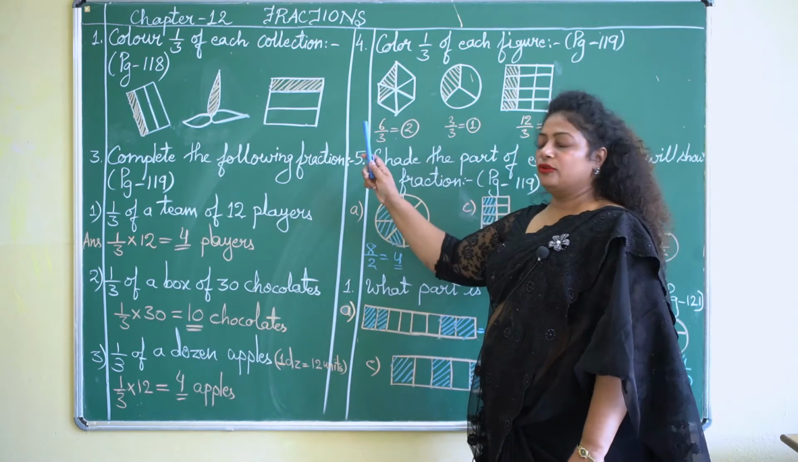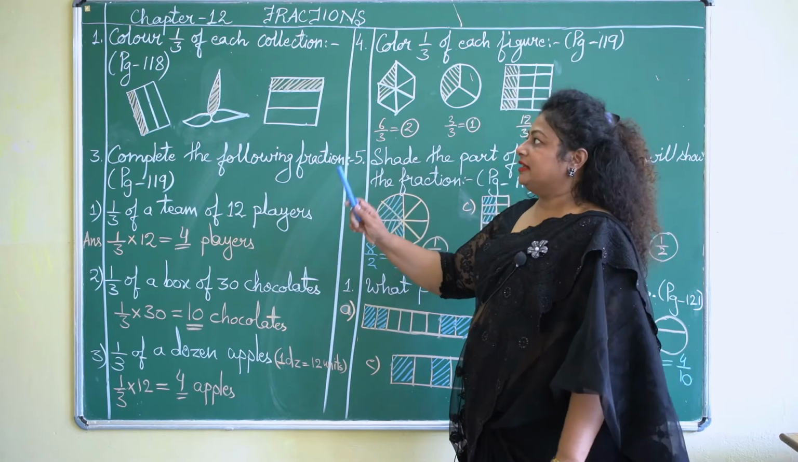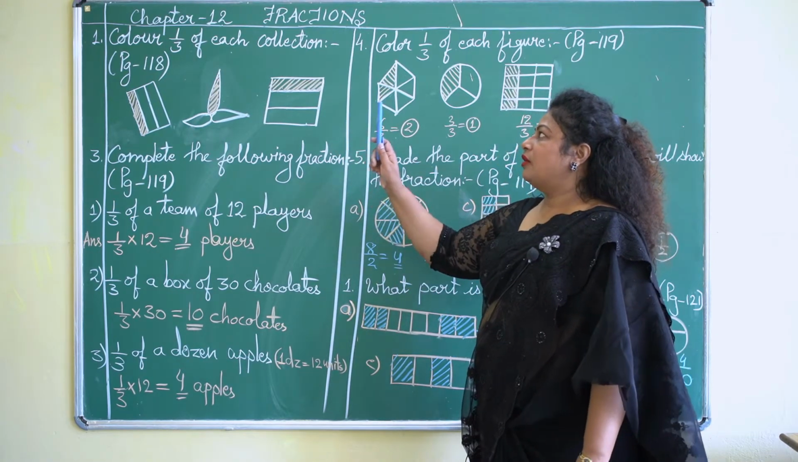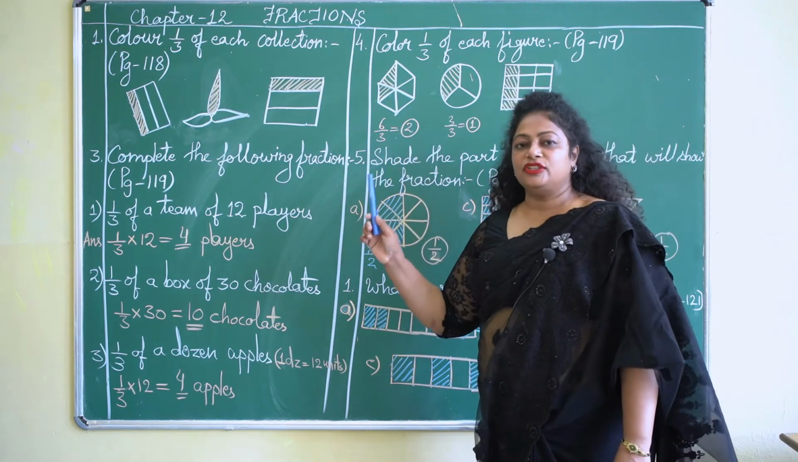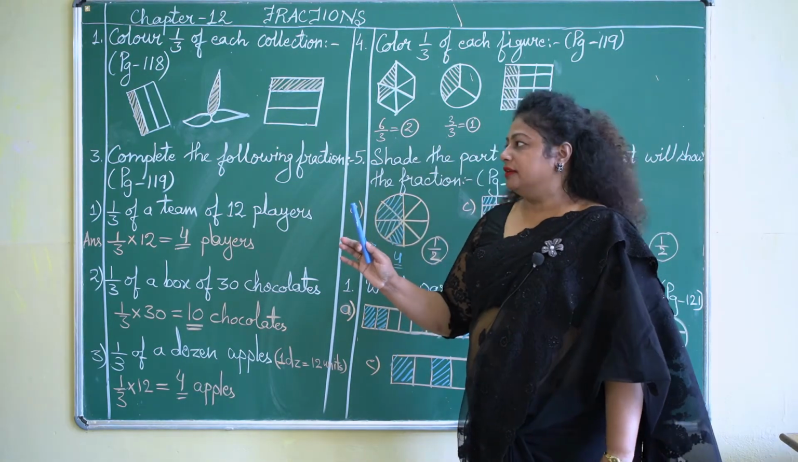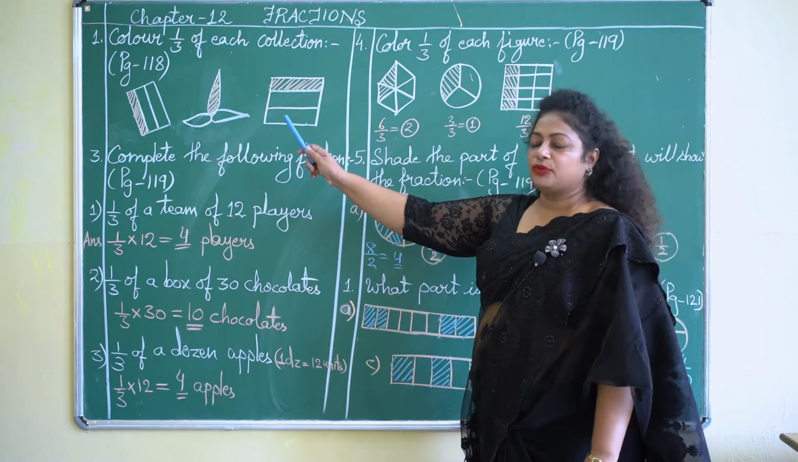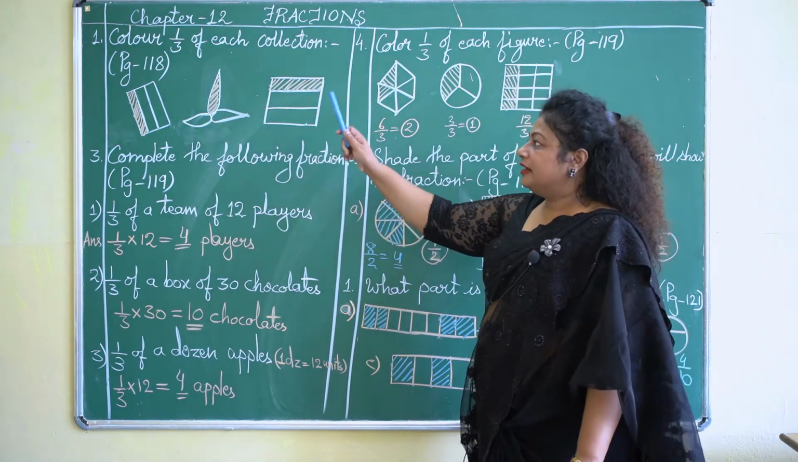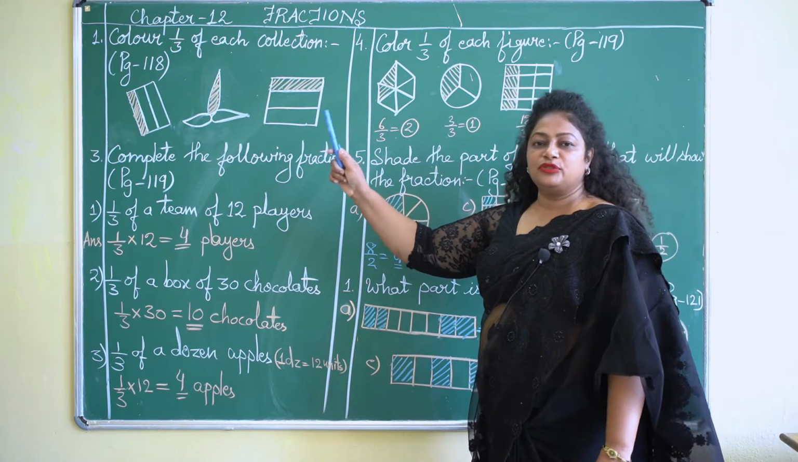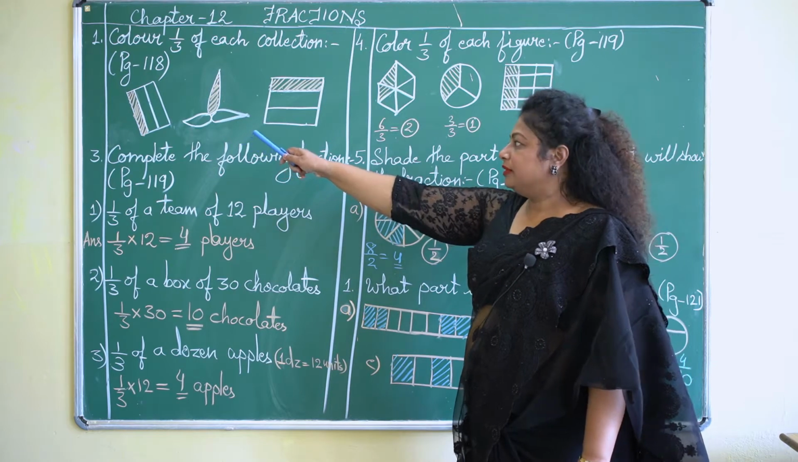Okay, I am reading out to you the question number given on page number 118. Color 1/3 of each collection. That means you have to shade or color 1/3 of each figure. First figure given to you is a parallelogram. It is divided into 3 equal parts. So 1/3 means out of 3 you have to shade one part. So I have shaded the first part. Can you see on the blackboard?